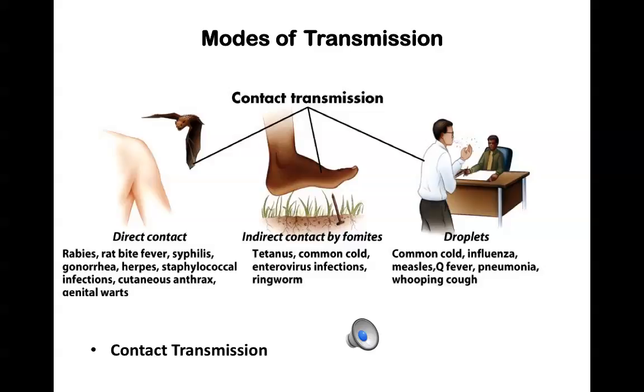Indirect contact by fomite would be something like stepping on a nail. A fomite is an inanimate object. It could be dirty tissues, something on a doorknob. And droplet transmission would be the fine aerosol that is emitted from someone's upper respiratory tract when they sneeze or cough. So contact transmission, a wide variety of ways of transferring a pathogenic organism from either another person, a fomite, or in an aerosol spray.